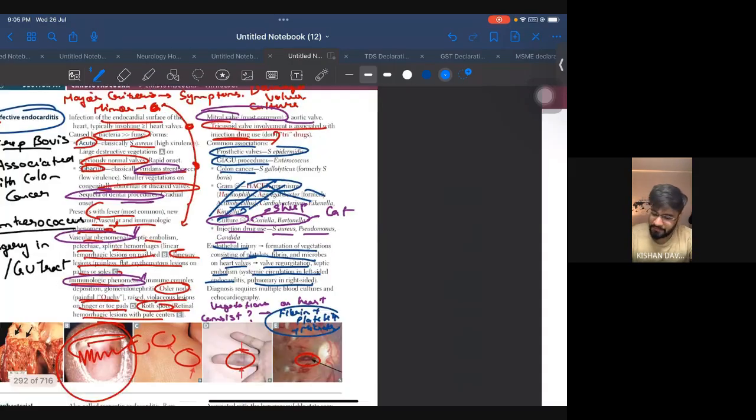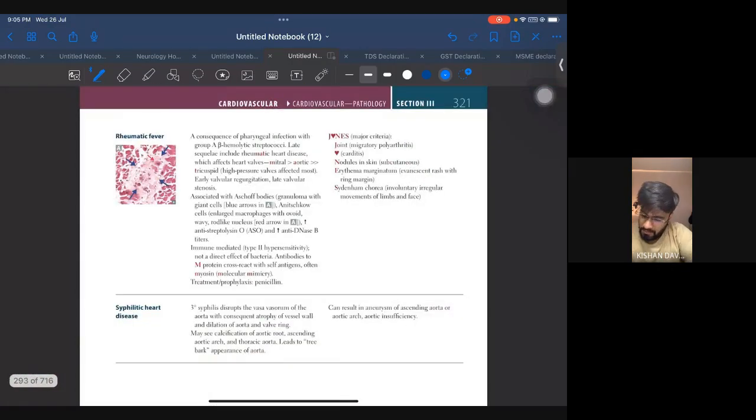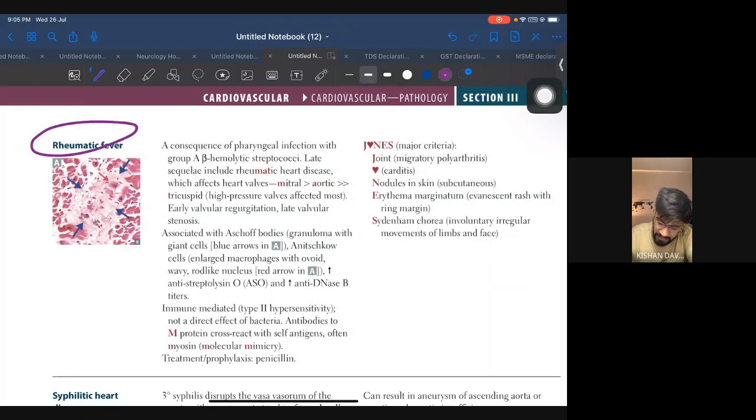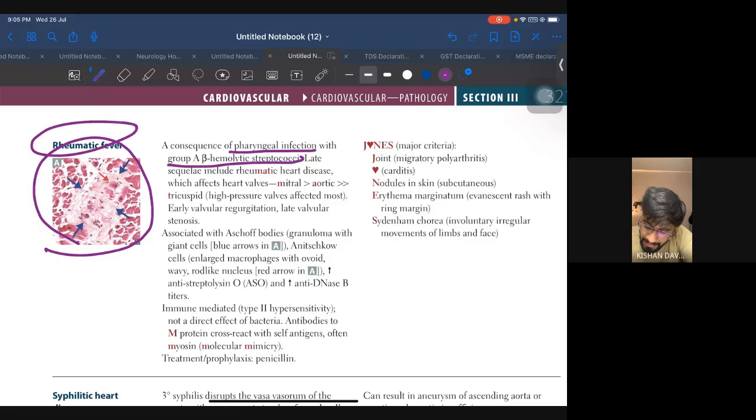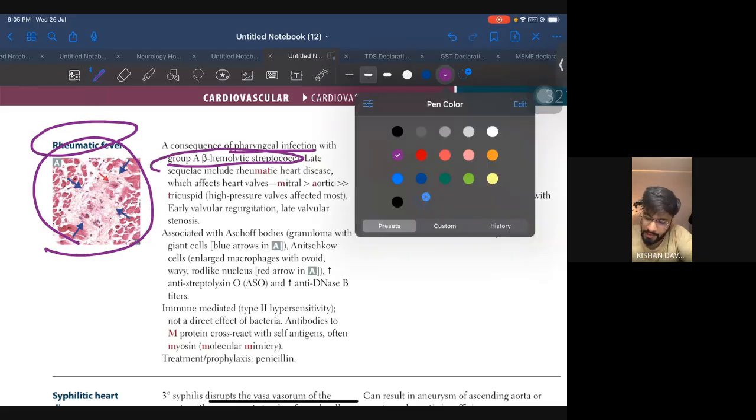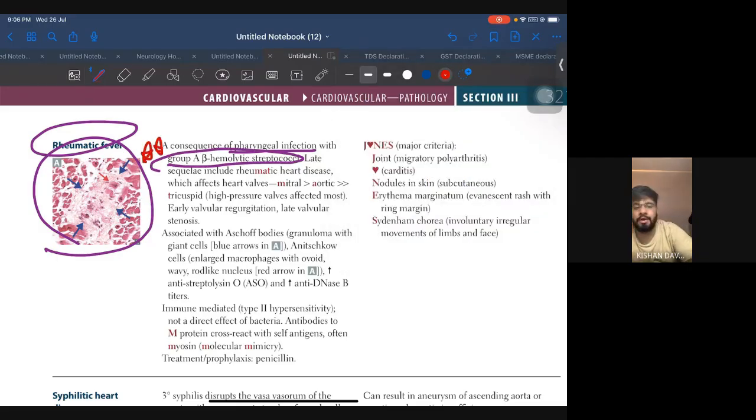Moving on to rheumatic fever. First of all, this image is very important for rheumatic fever, so make sure you know this. Now, what is there in this image? Let's just discuss. A consequence of pharyngeal infection with group A beta hemolytic streptococci. You have to remember the organism name. Group A beta hemolytic streptococci.